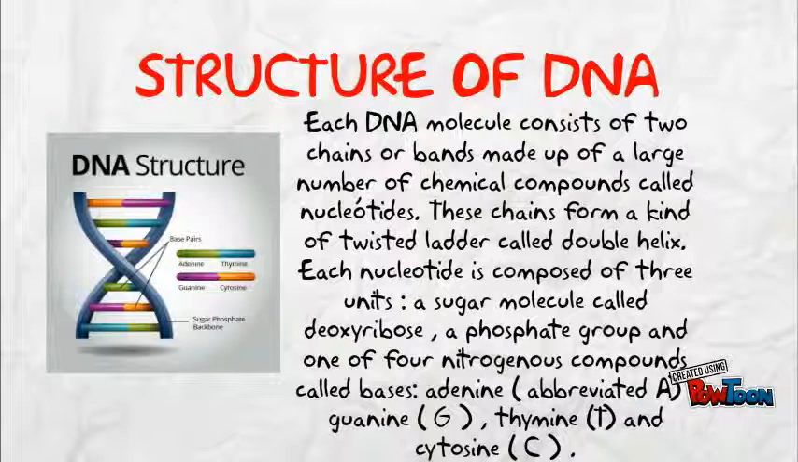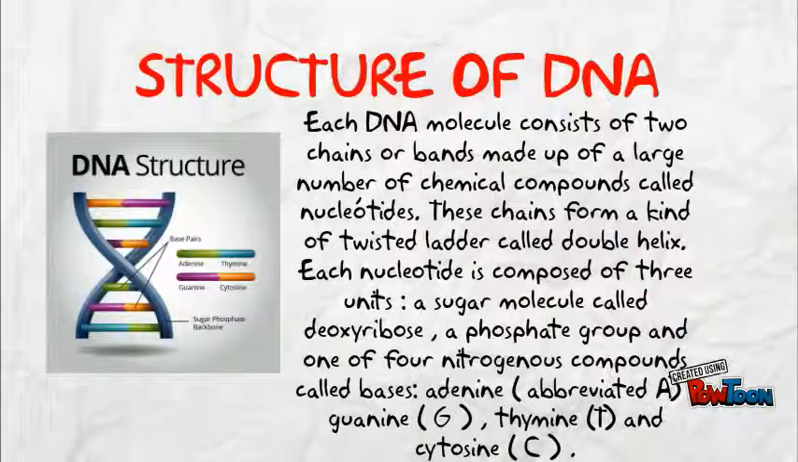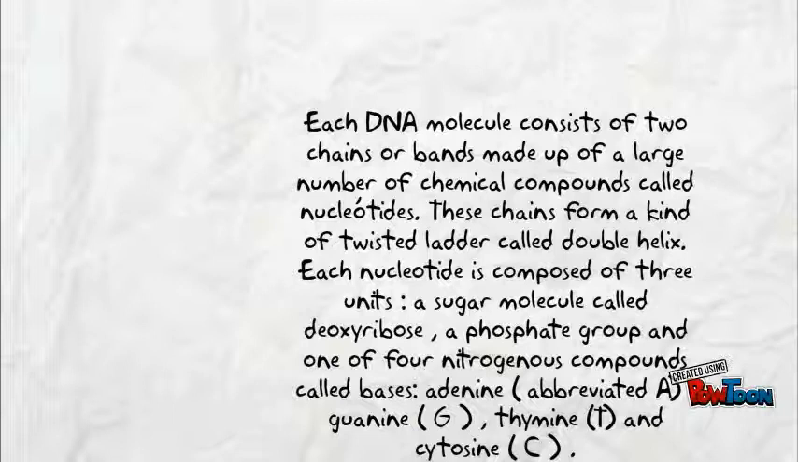The structure of DNA. The DNA molecule consists of two chains or bands made up of a large number of chemical compounds called nucleotides. These chains form a kind of twisted ladder called a double helix. Each nucleotide is composed of three units: a sugar molecule called deoxyribose, a phosphate group, and one of four nitrogen compounds called adenine, thymine, and cytosine.